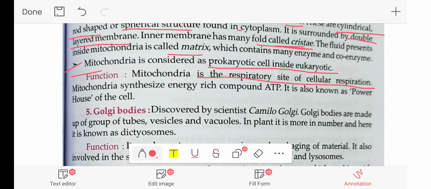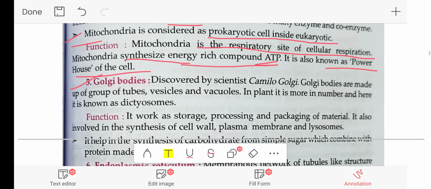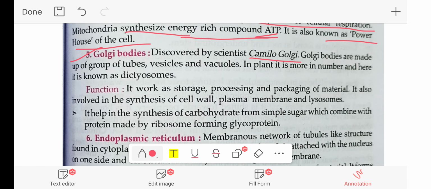Mitochondria synthesizes the energy-rich compound ATP. It is also known as the powerhouse of the cell. Next structure, Golgi bodies. Discovered by scientist Camillo Golgi. Golgi bodies are made up of a group of tubes, vessels, and vacuoles. In plants, they are more in number, and here they are known as dictyosomes.